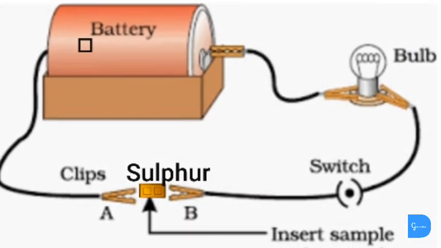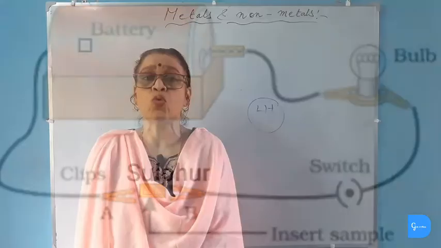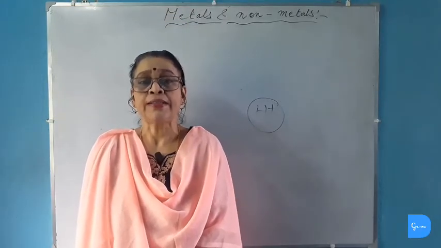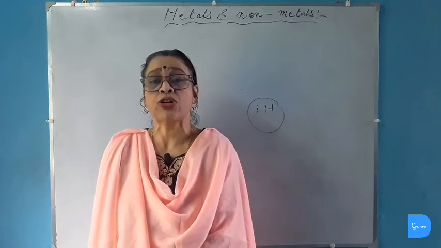There is an exception. Graphite is a non-metal which is an allotropic form of carbon and is a good conductor of electricity, and thus graphite is used for making electrodes.